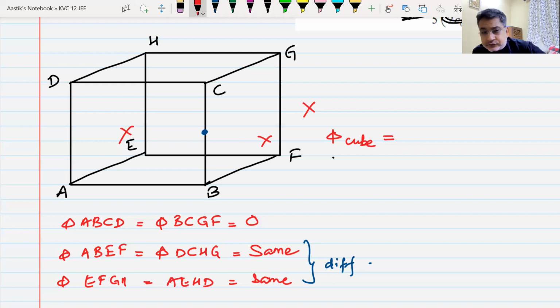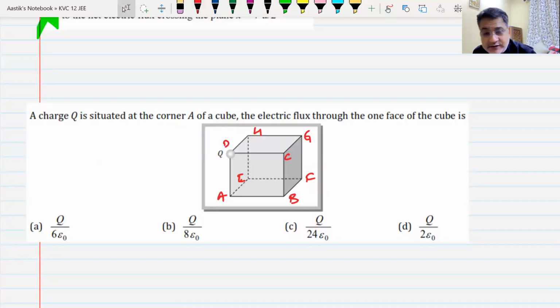Understood, sir. So the flux through any one of these cubes will be Q by 4 epsilon naught. Do we understand this? That takes us to the present question. Now, I think the answer would have changed drastically from what you had given before. The first question is, through which faces is the flux the same? Q by 8 epsilon, sir. Yes, the answer is Q by 8. No, Q by 8 is wrong.